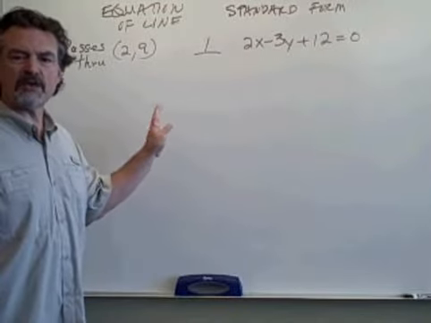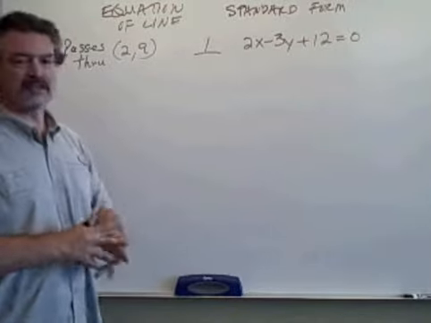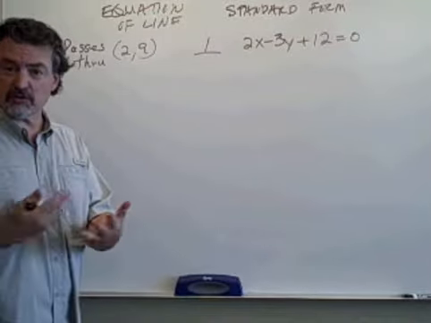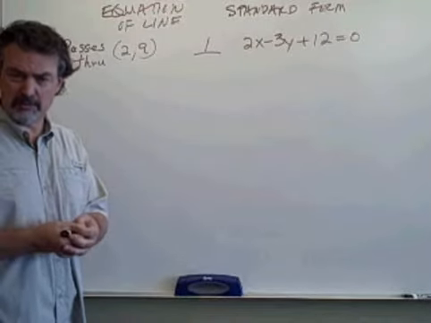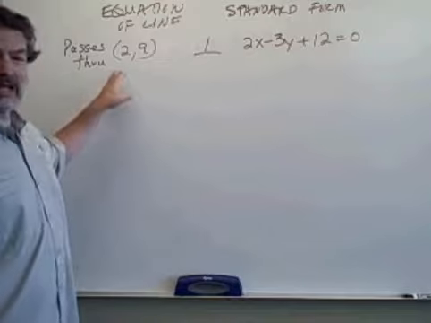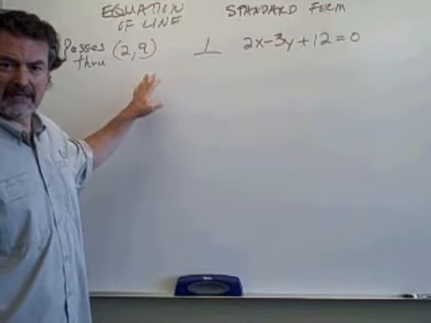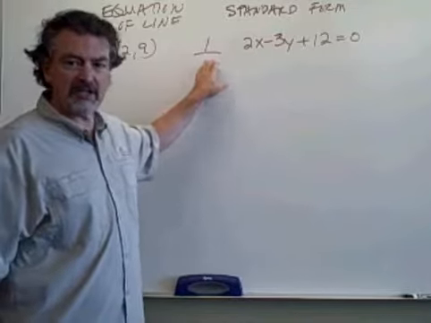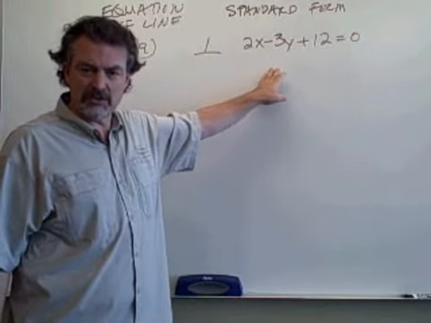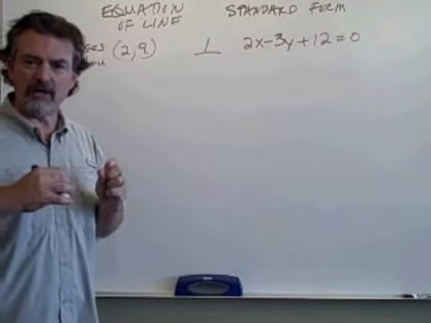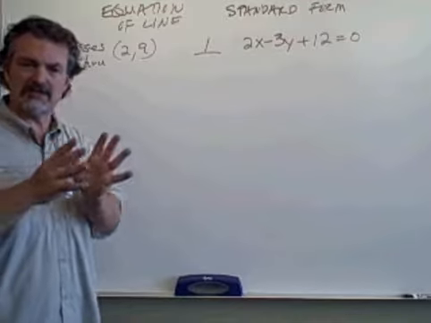Here we're finding another equation of a line. This time we want it in standard form, again with integer coefficients. Integers mean whole numbers. Our line passes through the point (2, 9) and is perpendicular to the line defined by this equation. Now, in problem 12, we were dealing with parallel lines.